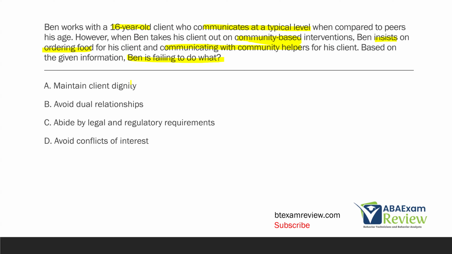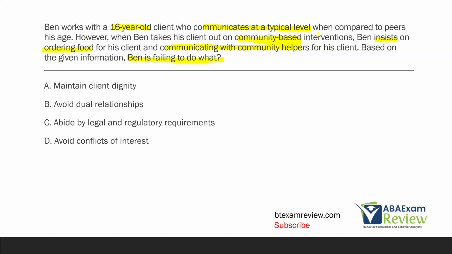A, maintain client dignity. Yes, this is not a dignified way to treat a 16-year-old who communicates at a 16-year-old level compared to their peers. That 16-year-old, if not communicating independently already, Ben should at least be giving them the opportunity to order their own food and to talk with the community helpers. By treating the 16-year-old differently, by taking the communication role on for the client, Ben is not treating his client in a dignified way.